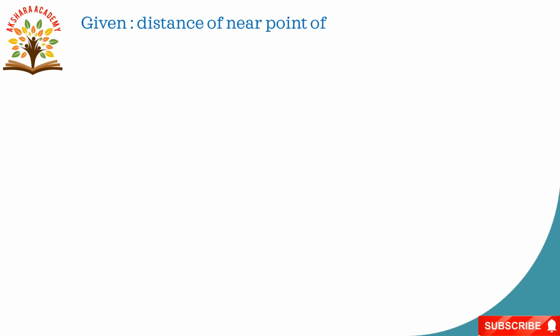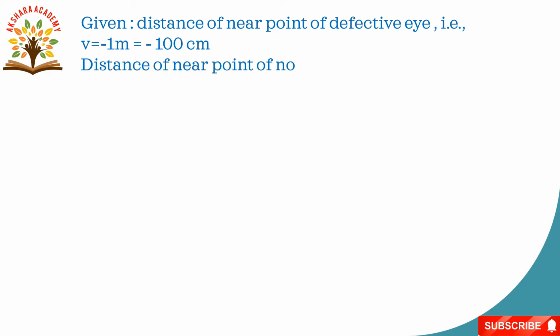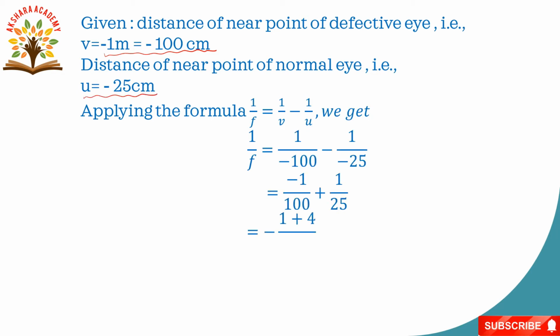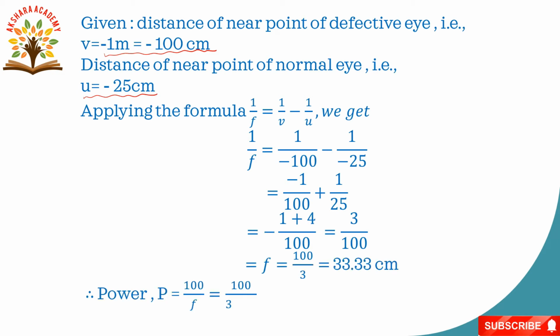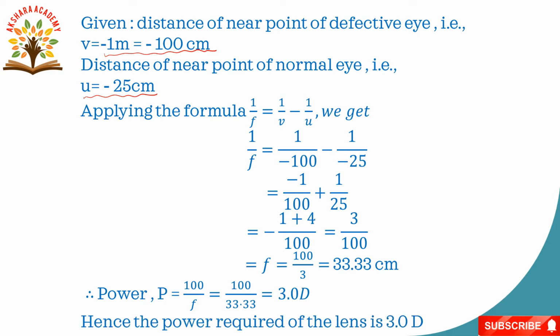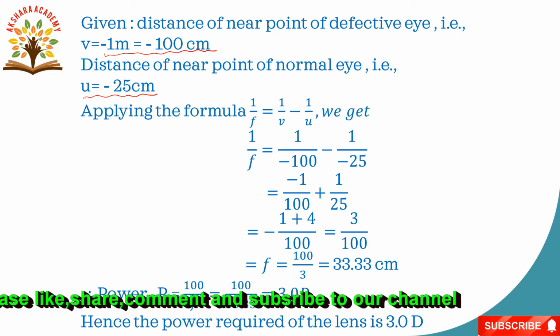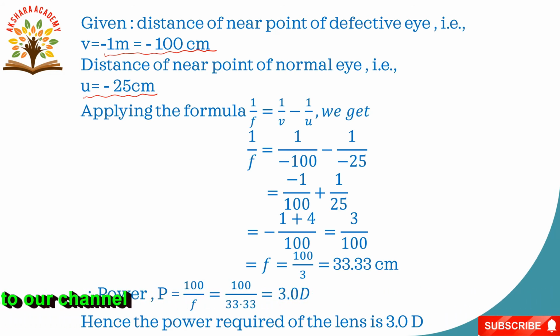Next, the given distance of the near point of the defective eye, that is V, is 1 meter, and in terms of centimeters minus 100 centimeters. The distance of the near point of the normal eye is given as U is equal to minus 25 centimeters. Now we apply the lens formula, 1 by f is equal to 1 by V minus 1 by U. Substituting the U and V values, we get 1 by minus 100 minus 1 by minus 25. Minus of minus is plus. So minus 1 by 100 plus 1 by 25.